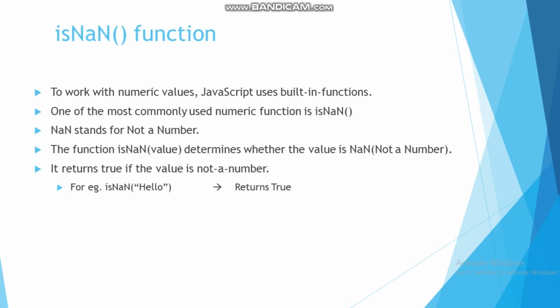For example, in isNaN, if hello is written inside it, when you execute this program it will return true, because whatever is written is not a number, it is text. In the same way, it returns false if the value is a number. Suppose the input given is 1 2 3, it is a number. So here it will return false, because whatever input we have given is actually numeric.